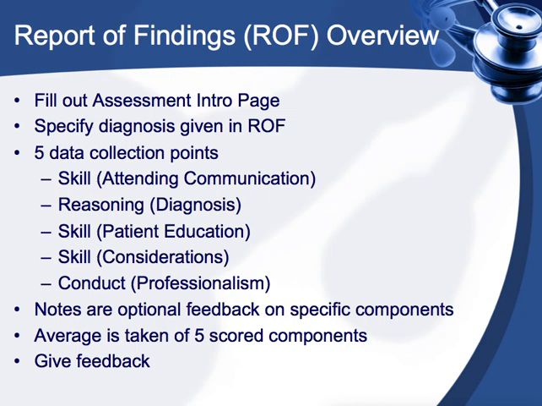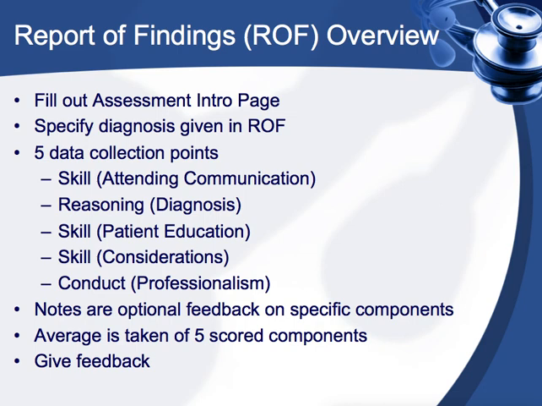Let's say you're ready to do an ROF or observe a Report of Findings. You'll access your assessment portal and fill out the assessment intro page. Then you'll choose ROF. You'll specify the diagnosis that was given in the ROF. Then there are 5 data collection points that you'll grade on the Dreyfus scale. We'll talk about those soon.